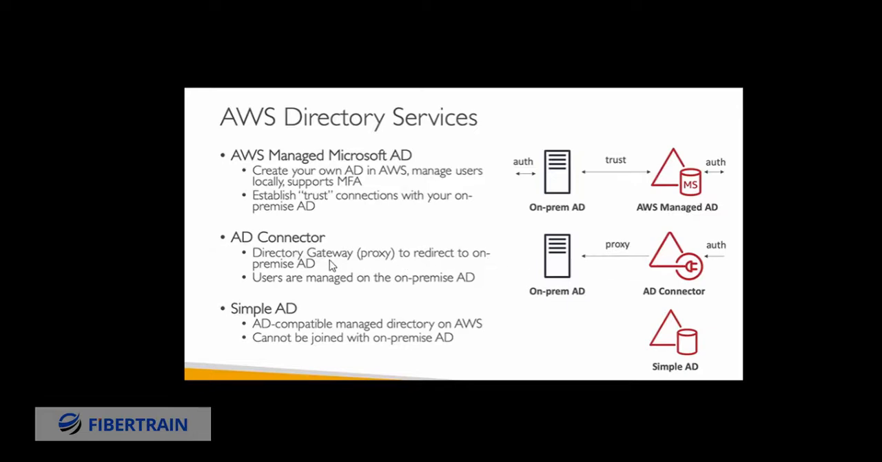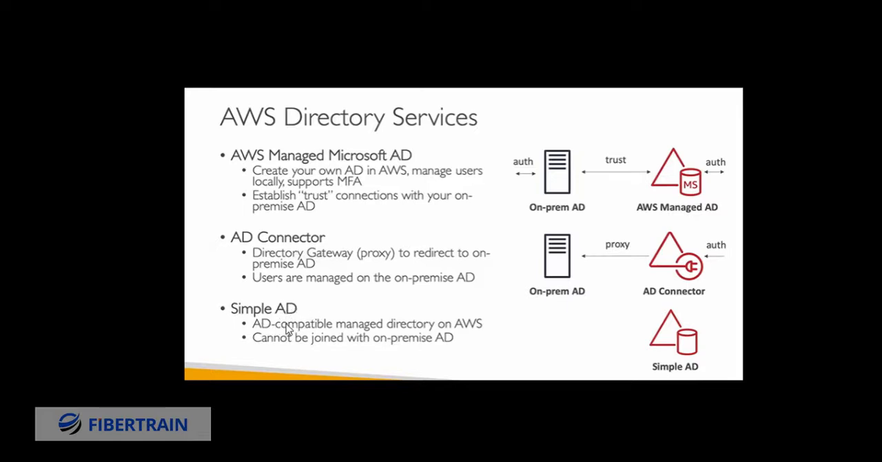Alright, so the users are managed on the on-premises Active Directory. Now the AWS AD Connector is just acting as a proxy between the client device that is making a request or making a connection and the on-premises AD. There is also another type of AWS Directory Service, and this one is called Simple Active Directory.